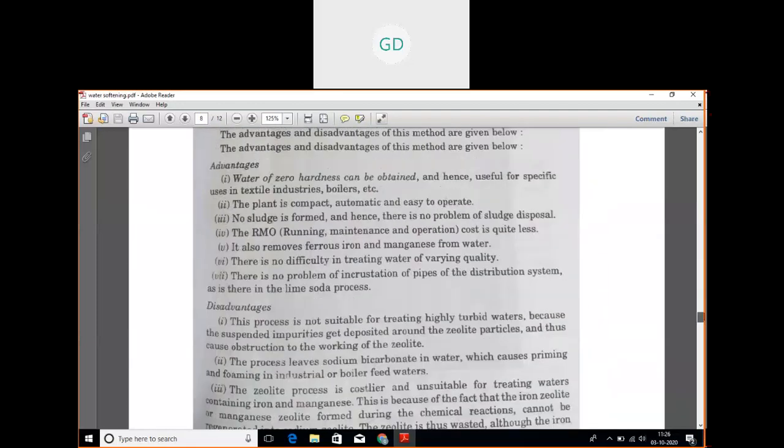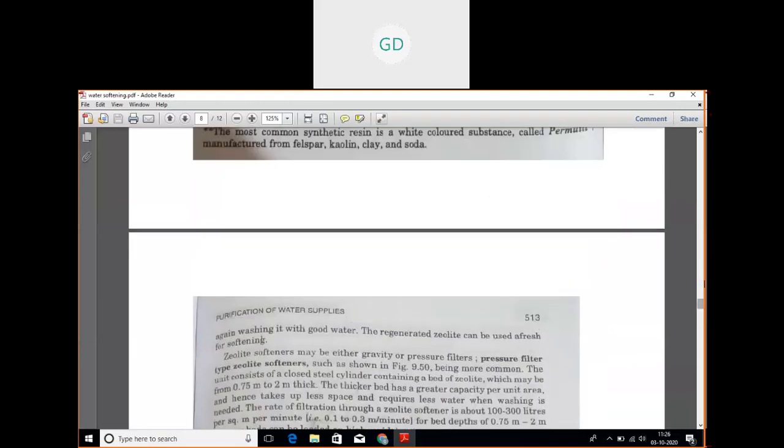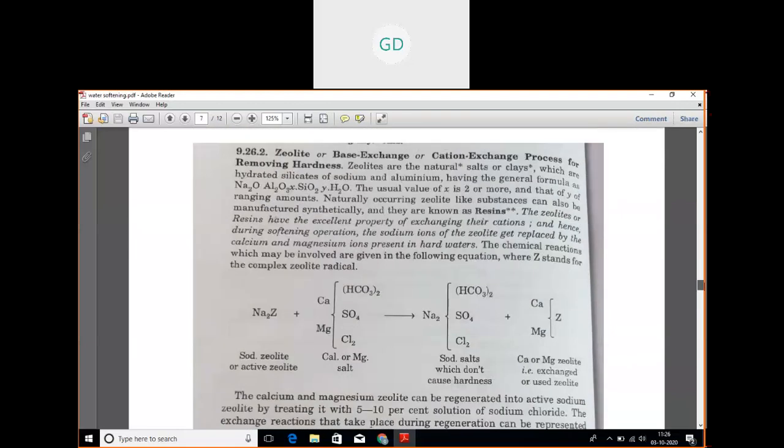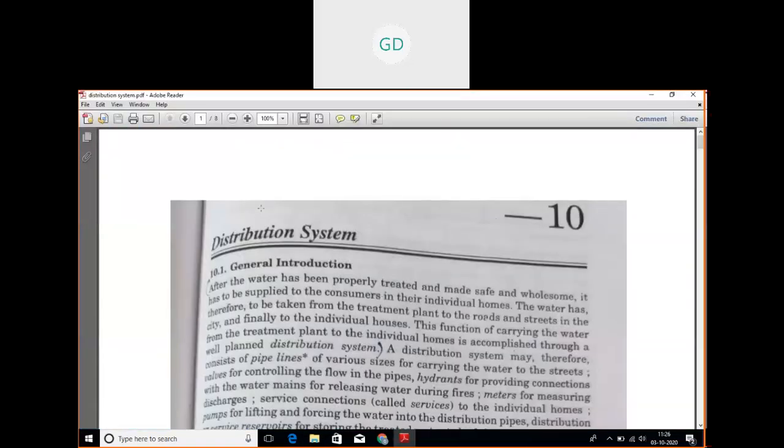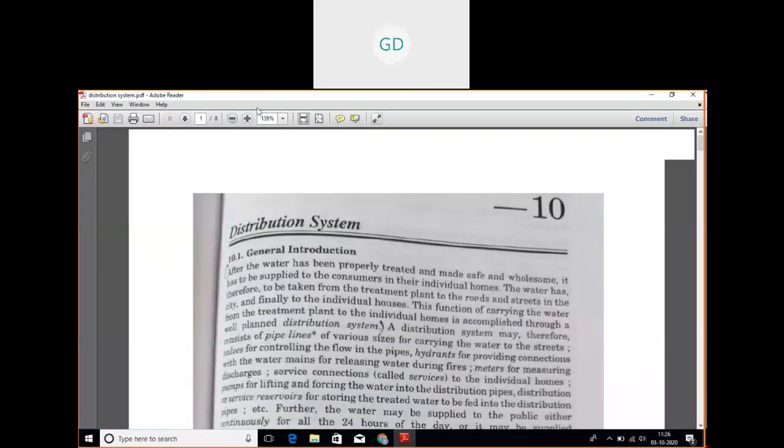I'm calling it a chapter, okay? But the treatment process chapter, we are ending it today. After this, one topic is left for your first module, that is your distribution system.